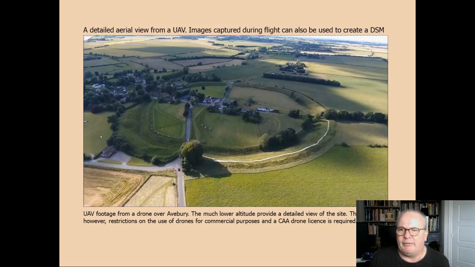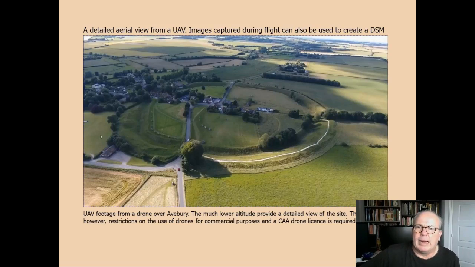This is some UAV footage from a drone over Avebury, and you'll see that the much lower altitude available with a drone enables you to see more detail than you would from a light aircraft. There are restrictions to using drones for commercial purposes, and technically to do this and to collect the data you'd need a CAA drone license. The person who collected this, I suspect, didn't have one, because you can see that they're driving over tops of roads, which is actually not allowed. But let's have a look and see what the difference is when we have a look at this drone data.